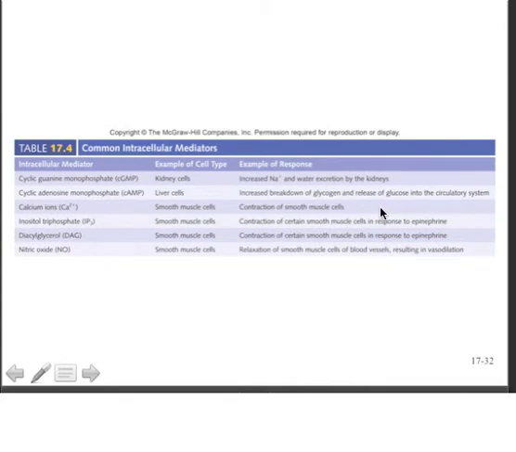Okay, this is just a look at some common intracellular mediators. The mediator is shown on the left, the example of the cell type in the middle, and the response here on the right. Just star this and know it. This is 17.4 in your lab manual.